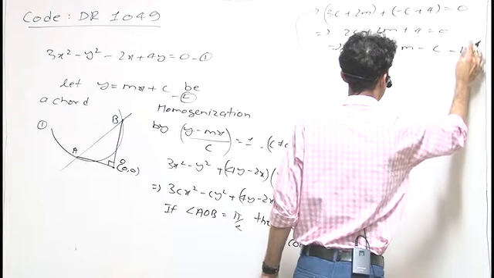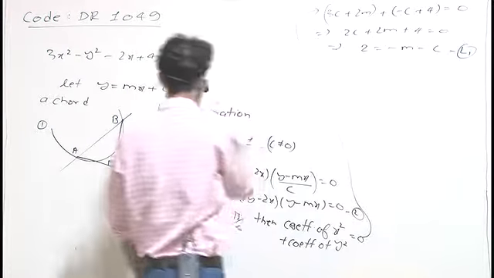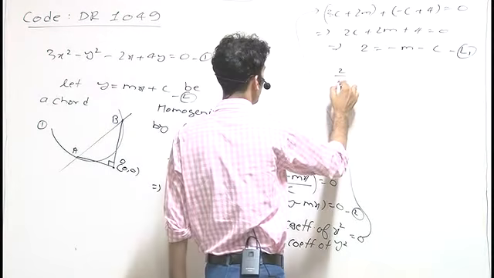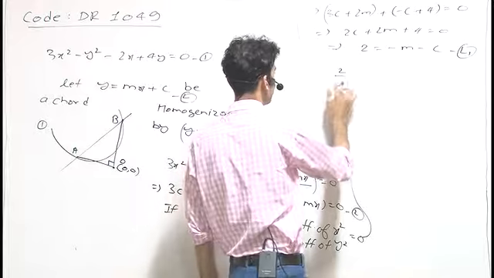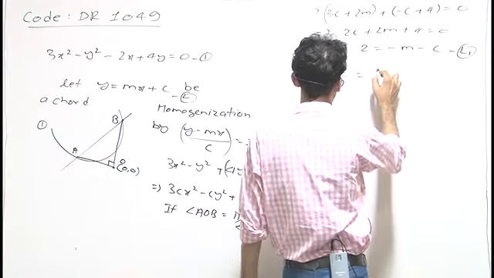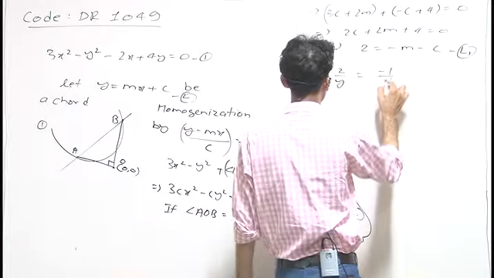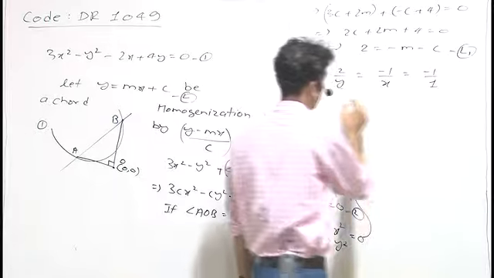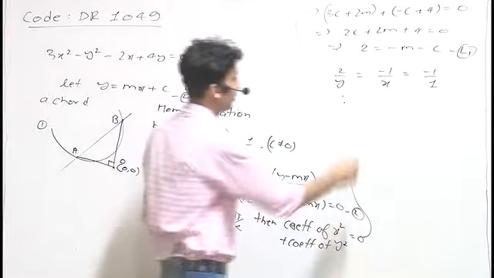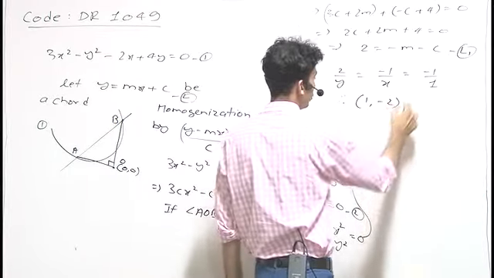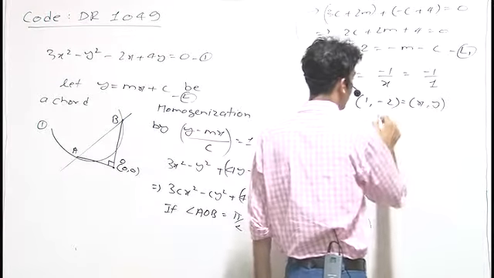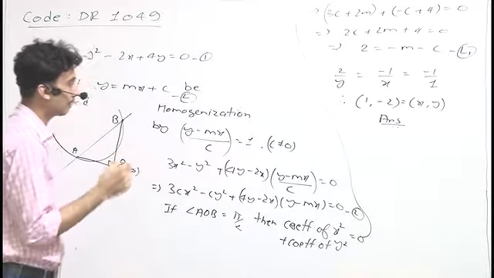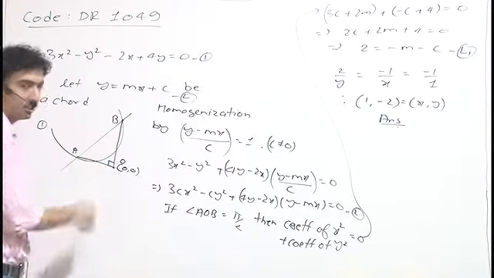So if we compare equation L and equation L1, then we will have 2 divided by y, minus 1 divided by x, and minus 1 divided by 1. So the point comes out to be (1, minus 2). This is the required point through which all those chords pass which subtend a right angle at the origin.